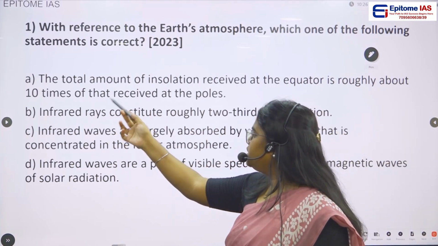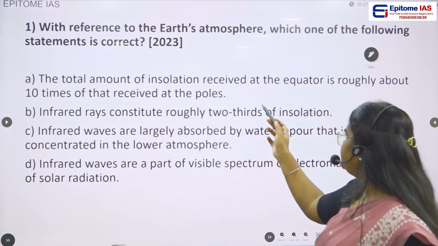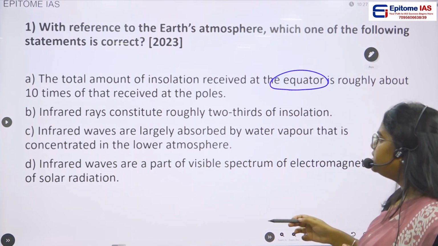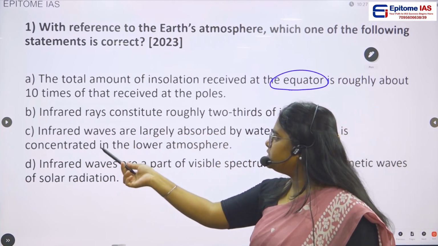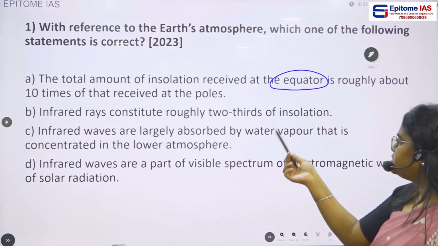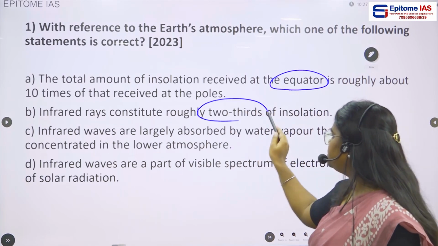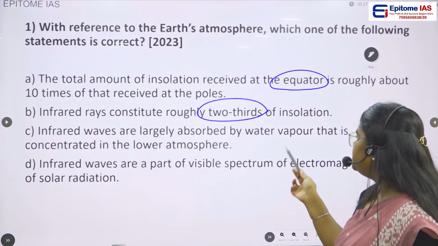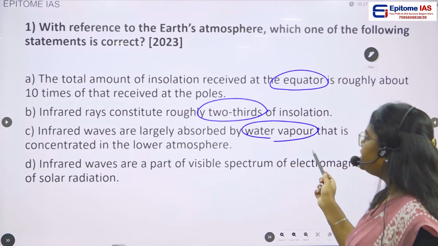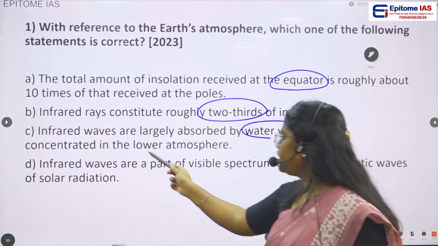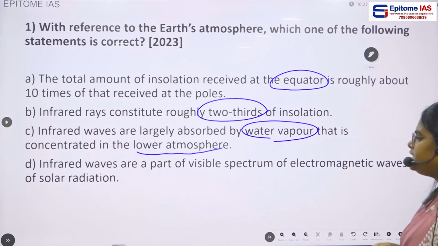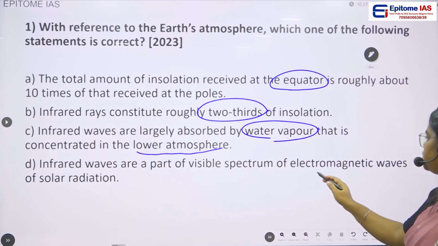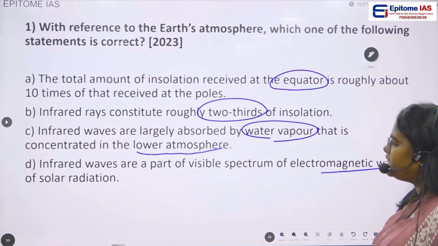Option A, the total amount of insolation received at the equator is roughly about 10 times of that received at the poles. Option B, infrared rays constitute roughly two-thirds of the insolation. Option C, infrared waves are largely absorbed by water vapor that is concentrated in the lower atmosphere. Option D, infrared waves are part of visible spectrum of electromagnetic waves of solar radiation.